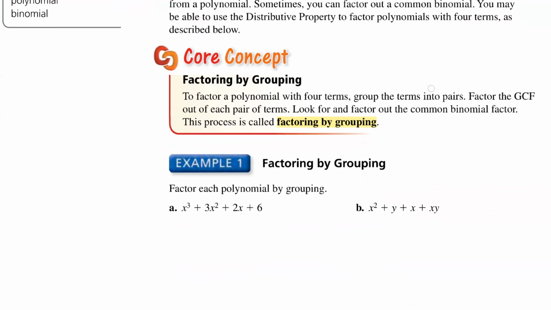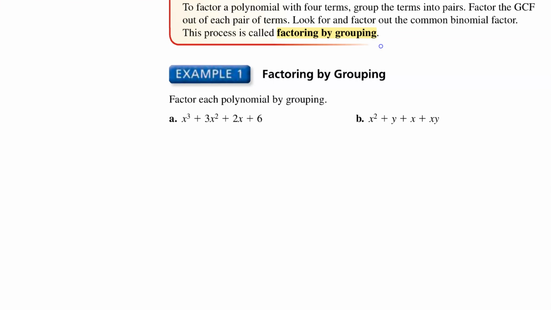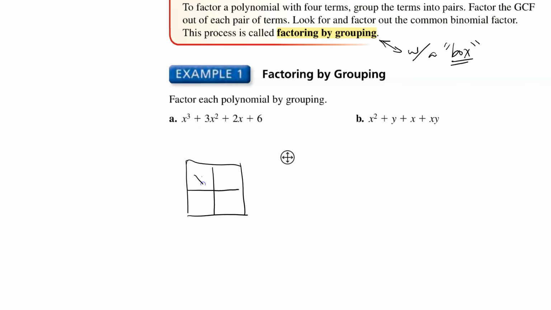So factoring by grouping is a specific way of factoring, but I'm actually going to do this with boxes. We've talked about factoring with boxes before. We're going to use the box in there too. So we put the box up. We have 4 different terms. The key is to write the terms that have factors in common next to each other. So I'm going to put x cubed in this box, 3x squared in the next box, 2x down here.